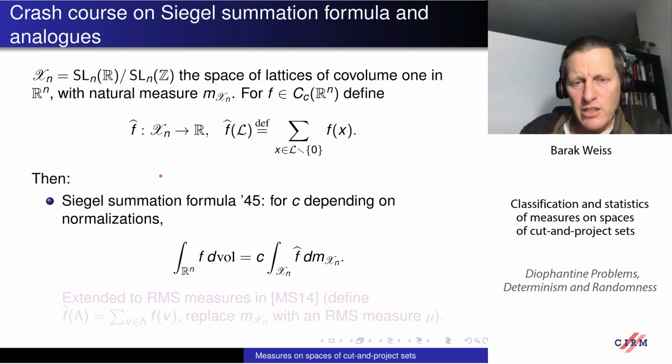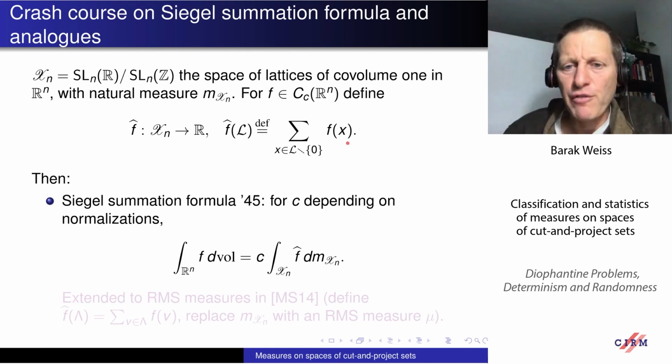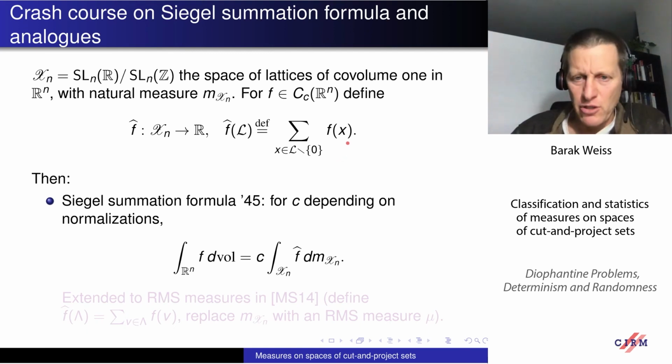So here's the classical Siegel summation formula. Curly X_n here is the space of lattices of covolume 1. Given a function on R^n, you form a new function on the space of lattices, whose value on a lattice L is the summation over all non-zero lattice points of the value of the original function f. So, for example, if f were the indicator of a ball, this would be just counting the number of points in the intersection of the lattice with the ball.